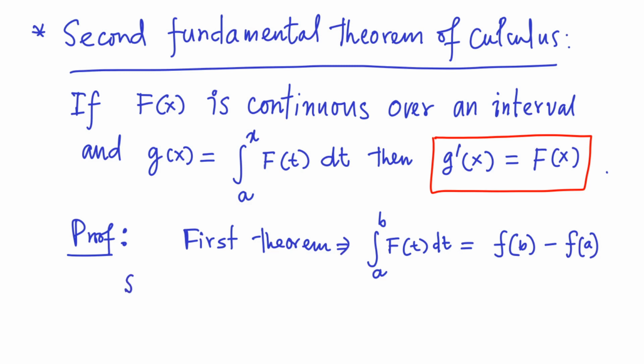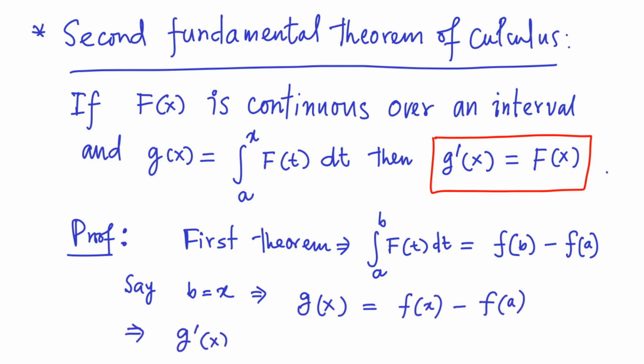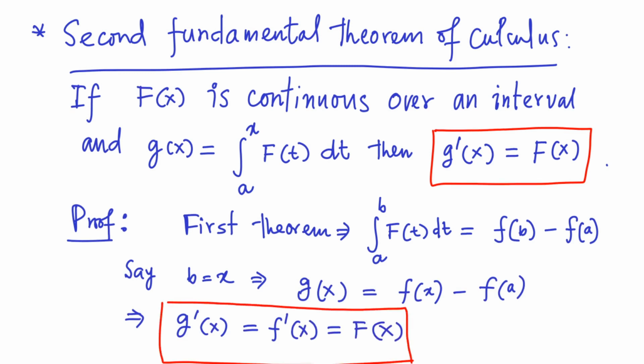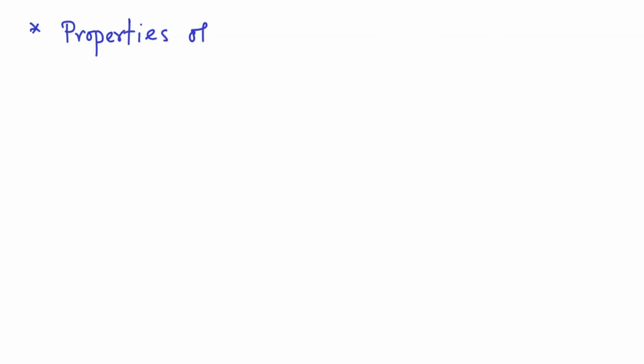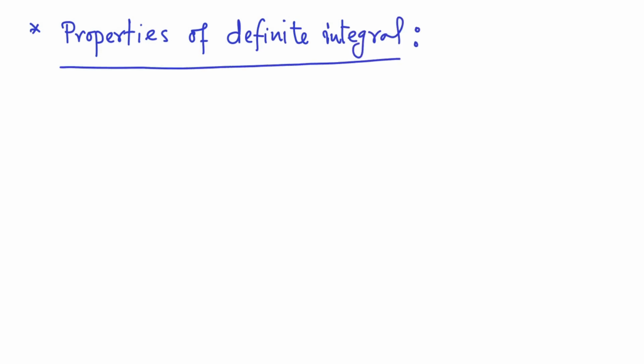Now by using b equal to x, we can write g(x) to be f(x) minus f(a). Now if we take the derivative of both sides, you get g prime of x equal to f prime of x, which is equal to capital F of x. This proves the second fundamental theorem. Let us now study few important properties of the definite integral.